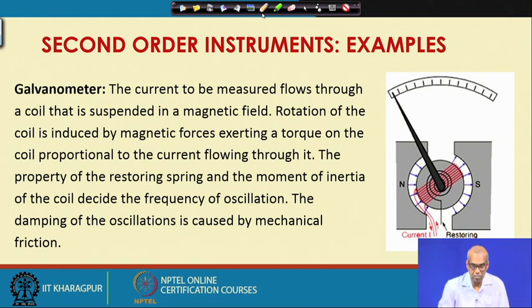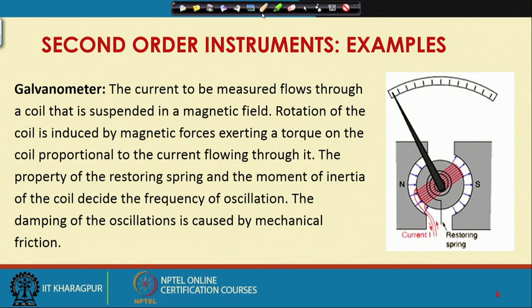Galvanometer measures current. So, the current to be measured flows through a coil. This is the coil that is suspended in a magnetic field. Rotation of the coil is induced by magnetic forces exerting a torque on the coil proportional to the current flowing through it. The property of the restoring spring and the moment of inertia of the coil decide the frequency of such oscillation. The damping of the oscillations is caused by mechanical friction.